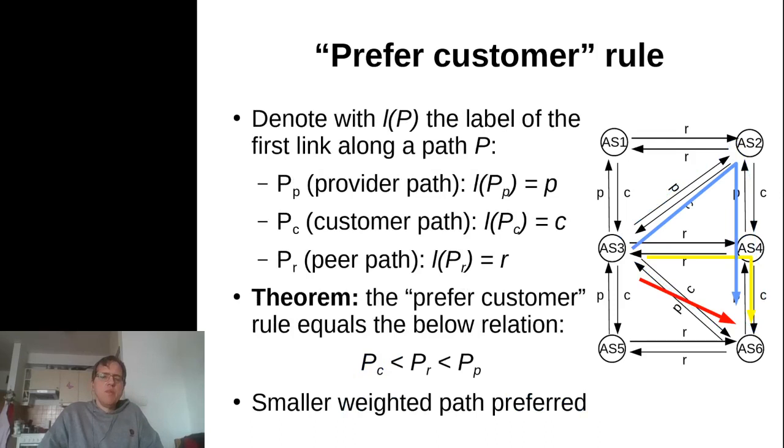This is the prefer customer rule. It's described formally in this slide. This is basically just an order relationship that is defined on our simple labels P, C, and R. C is preferred over R, and it is preferred over P.